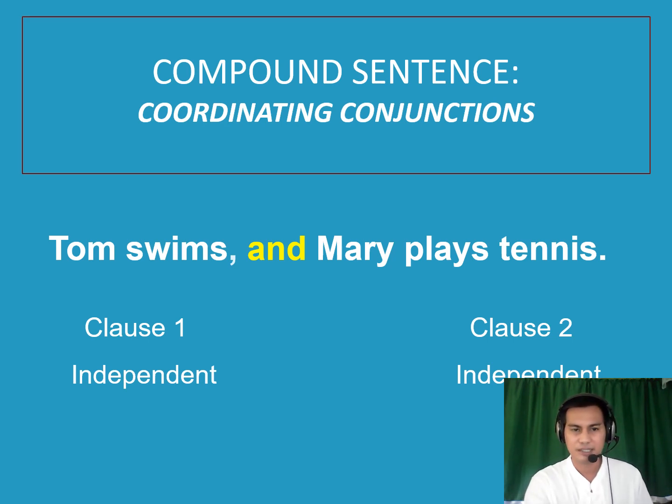Here, Tom swims. That's just two words, but that's already a simple sentence. That's one independent clause. Clause one here is independent. Tom swims, independent. Mary plays tennis. This is another simple sentence, which is also called an independent clause. Mary plays tennis. Subject, verb, subject, verb, connected by "and."